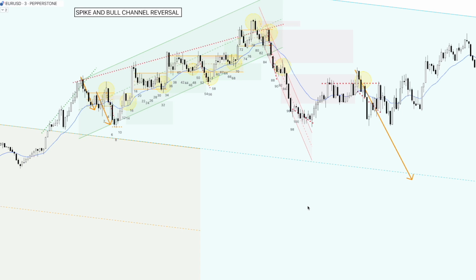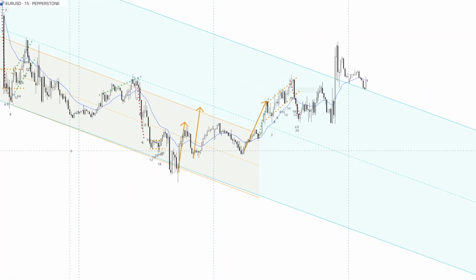Hello, this is the price action from yesterday for the Euro USD 3-minute chart. It was a spike and bull channel reversal. We had the spike, bull channel, and we reversed. Let's take a look at the 15-minute chart to see how this happened.